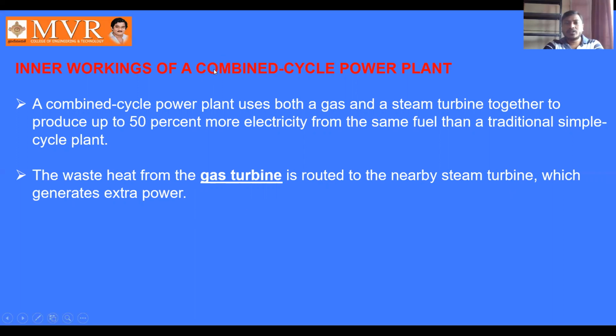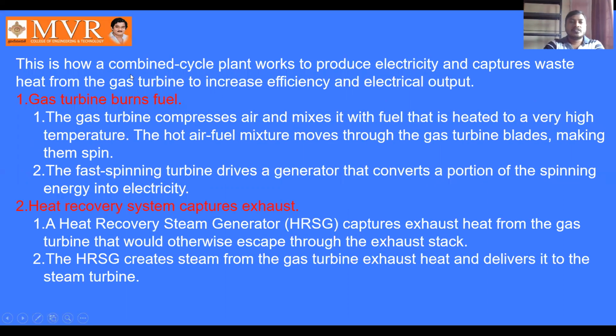This is about the combined cycle power plant, where we are combining the gas turbine and the steam turbine. The waste heat which is coming out from the gas turbine, we are transferring into the steam turbine for generating 50% more electricity. See here, this is how a combined cycle plant works to produce electricity and capture heat from the gas turbine to increase the efficiency and electrical output. For increasing the efficiency and the electrical output, we are combining the gas turbine as well as the steam turbine.